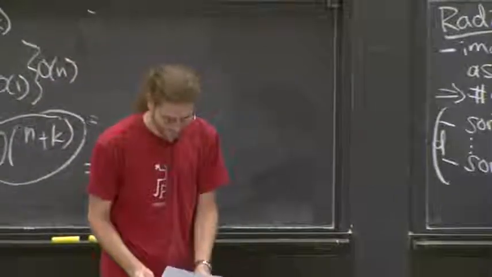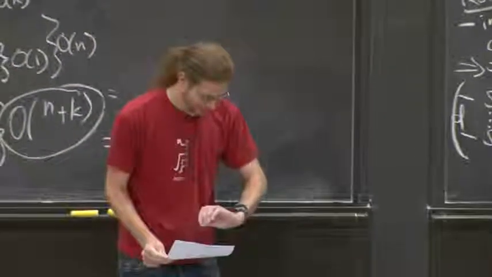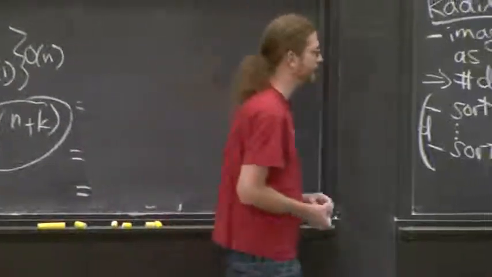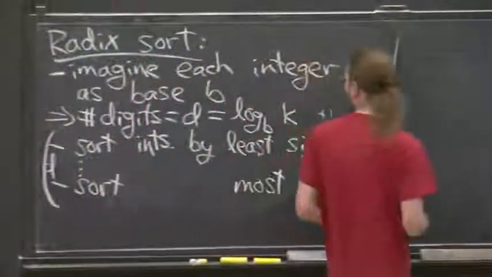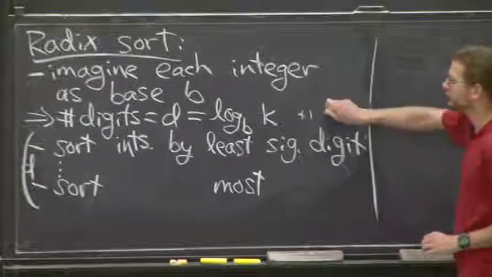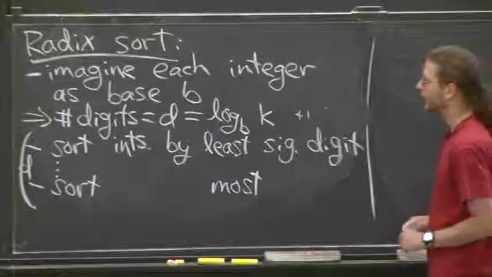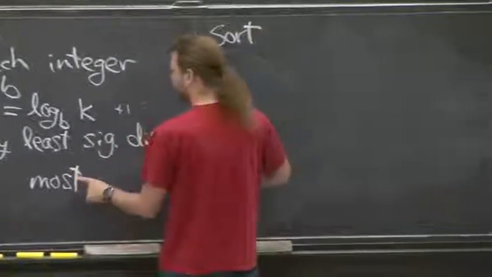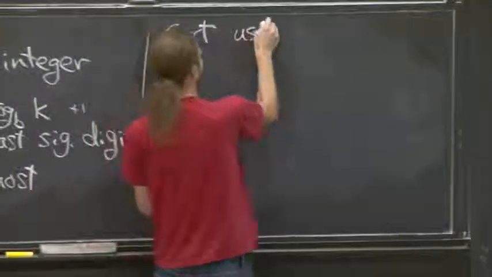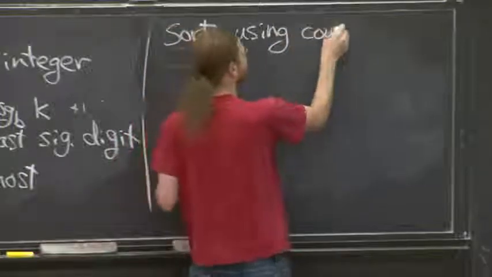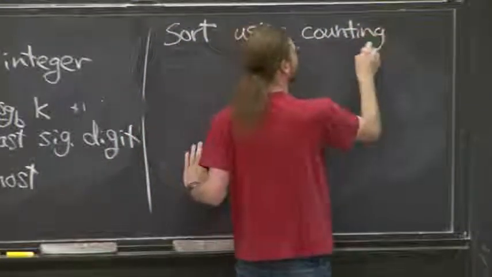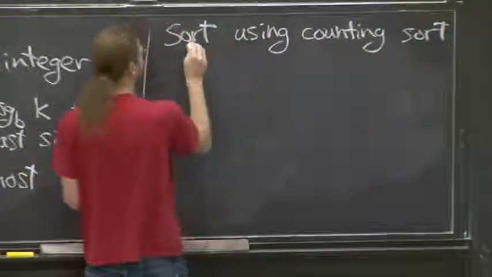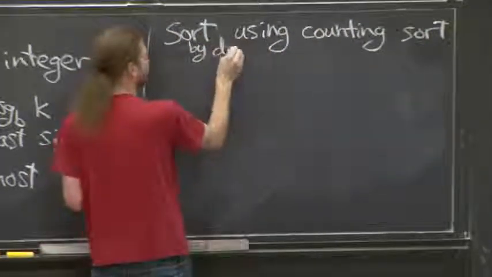I don't have a ton of time for an example. Let me first analyze the algorithm. We'll see if we have time for an example. So there are d digits. Oh, and I'm going to sort each of these sorts using counting sort. This is sort by digit using counting sort.